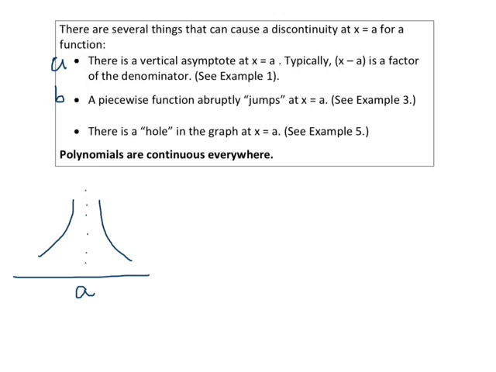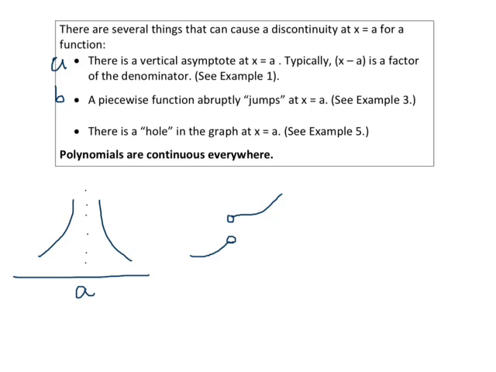Second case is a piecewise defined function where it abruptly jumps at a value x equals a. So suppose we're moving along, and then we've got this little jump here, and there's our graph. Notice we had to lift our pencil once more because of that jump. So that's the second case there.